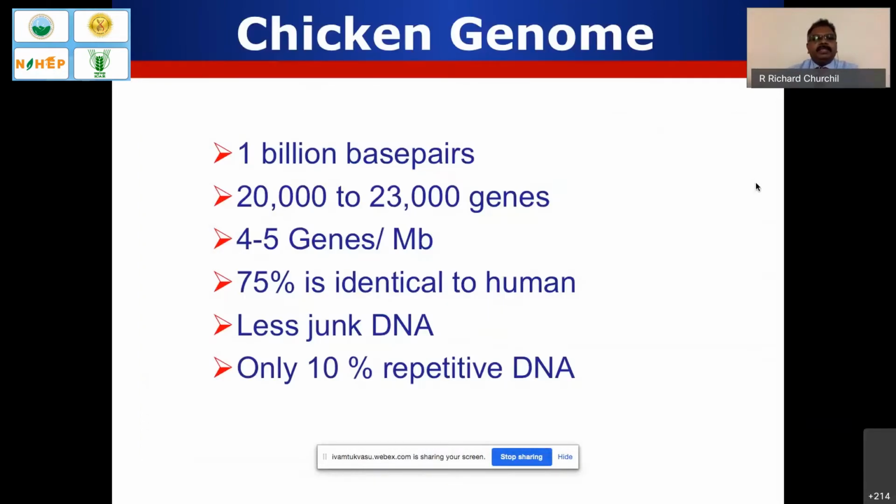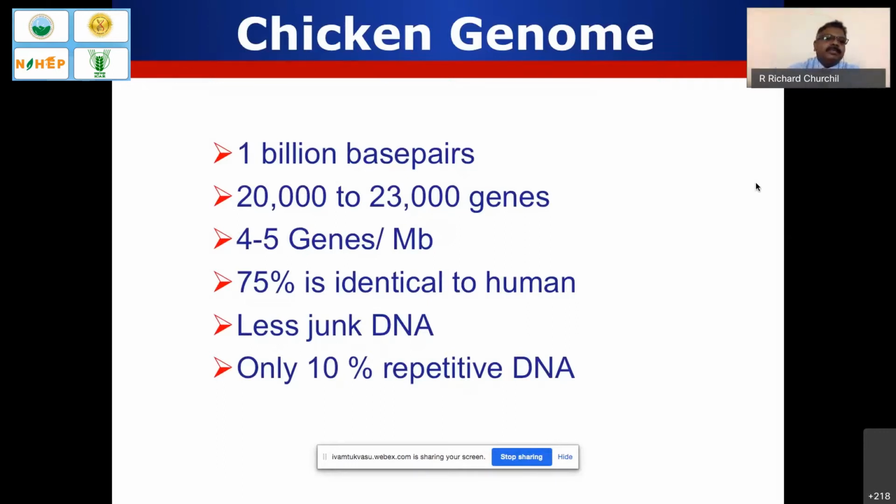And coming to the chicken genome. As I told you, it contains 1 billion base pairs, total genome size, and it contains 20,000 to 23,000 genes. Now, the number of genes is almost similar to the cattle, even though the total genome size is less, one third, the number of genes is almost the same.